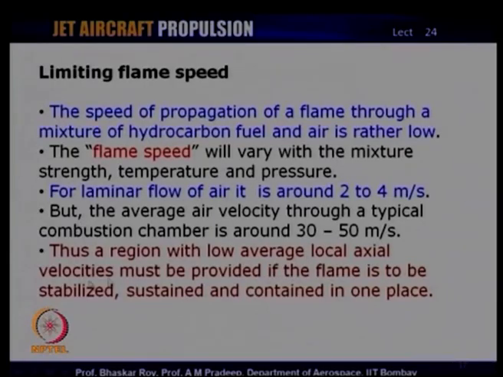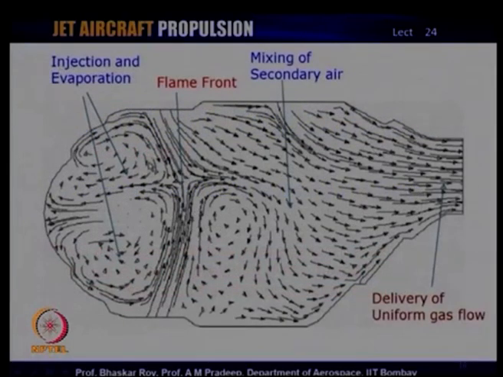So, a low average local actual velocity must be provided if the flame is to be stabilized, sustained and contained in one place, and that is exactly what is done over here. A recirculating zone has been created, and this recirculating zone indeed creates the very low forward velocity, 2 to 5 meters per second actual velocity, and a lot of recirculation here. So that this flame front is sustained at that 3 to 4 meters per second on a continuous basis over the entire period of operation of the engine.